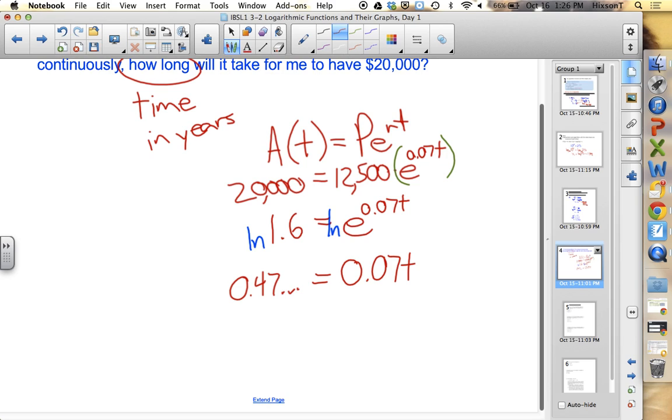When you are solving this, do not round on your calculator at this point. It's okay to just write down 0.47, but leave that whole number in your calculator, because then we need to finish solving for t. We divide by 0.07, and t equals 6.714, so 6.71, there's our three significant figures. That would be 6.71 years.